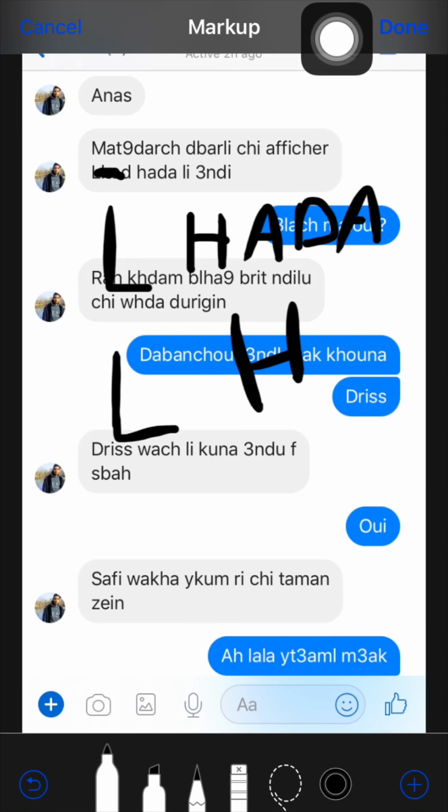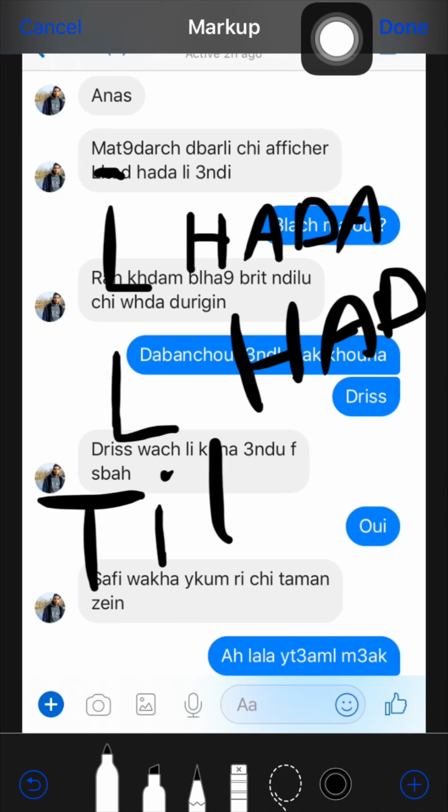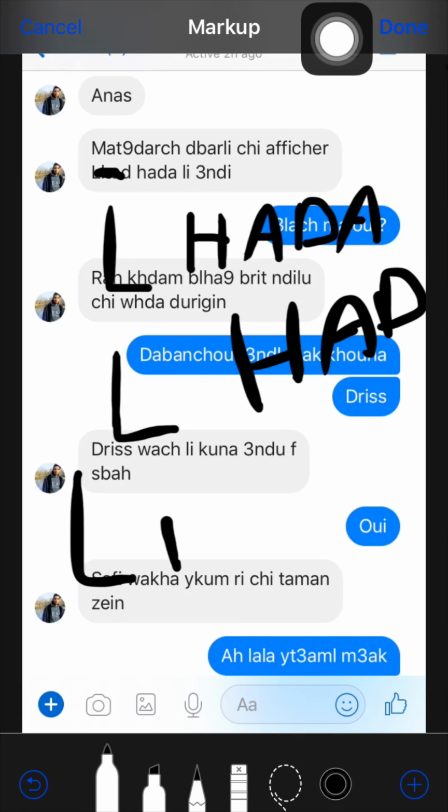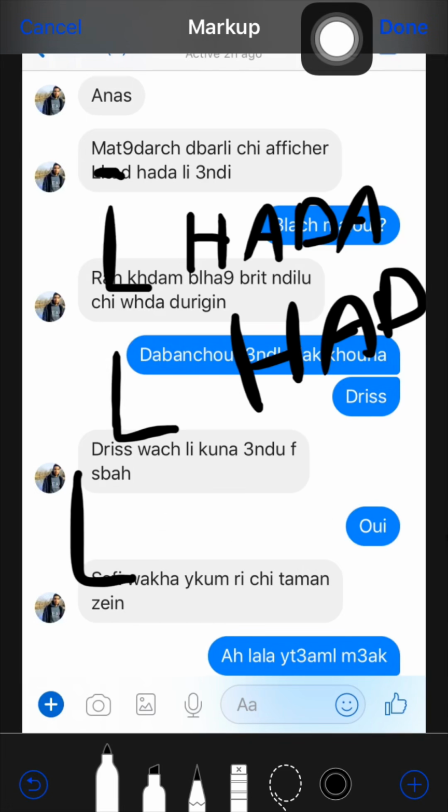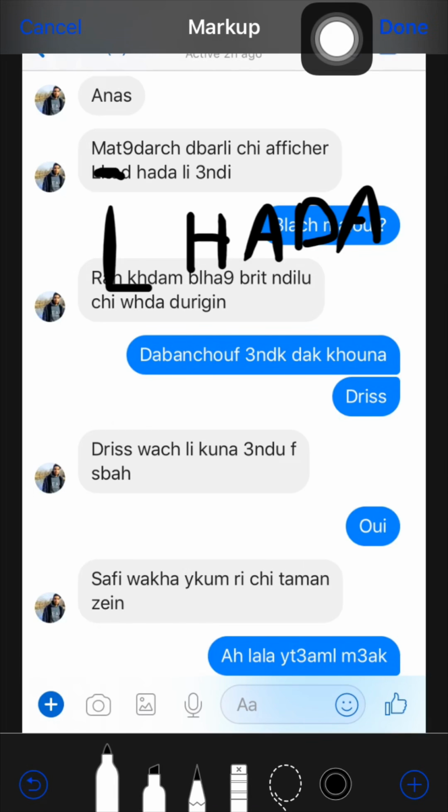الهاد تليفون, and then he's gonna send me a picture of it, or maybe he's gonna say the name of it. So you're gonna say الهاد iPhone. Anyway, yeah, just continue.